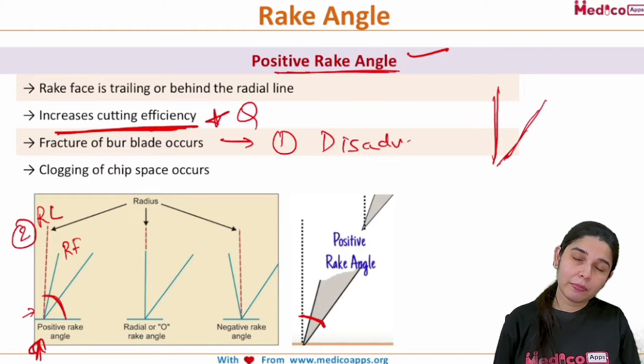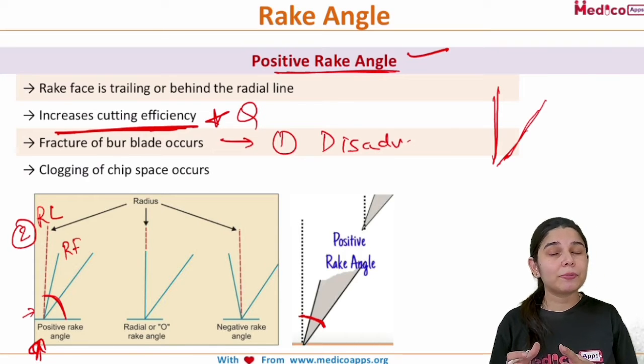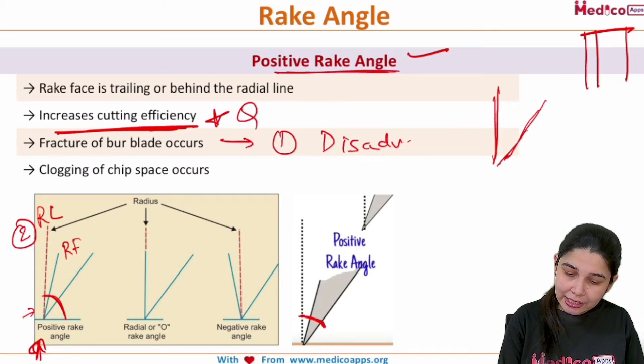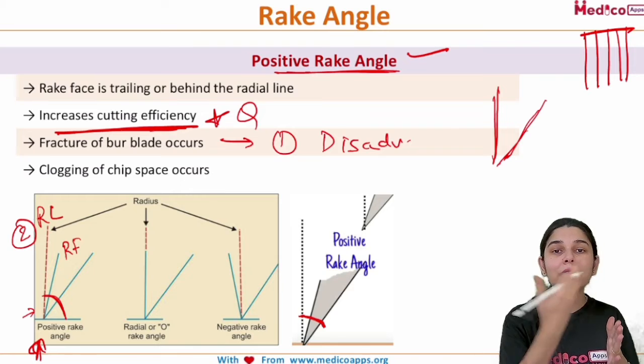And the second disadvantage of the positive rake angle is clogging of the chip space. Now what do you understand by that? So if this is your bur, and these flutes are nothing but the depressions which are present in between the bur blades.